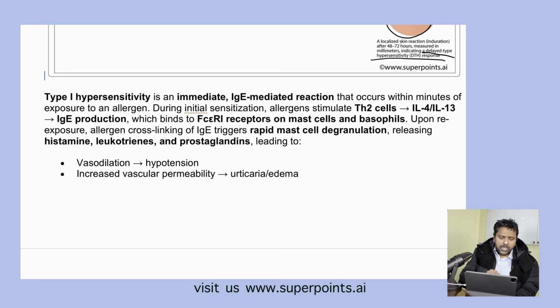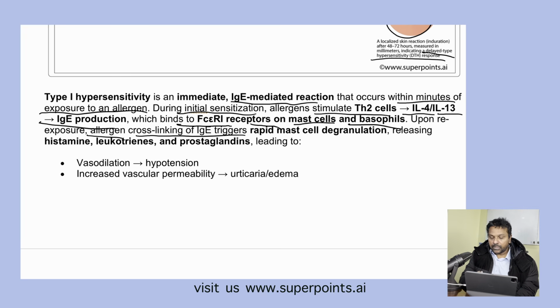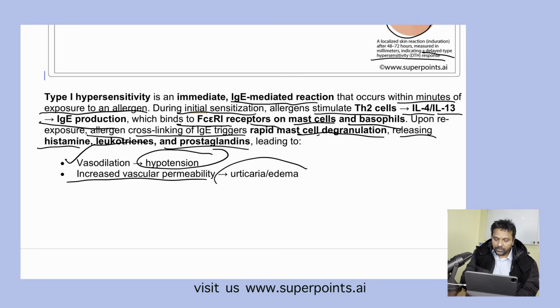Okay. Type 1 hypersensitivity, as I told you, is an immediate IgE mediated reaction that occurs within minutes of exposure to an antigen. During initial sensitization, allergens stimulate Th2 cells. Interleukin 4 and interleukin 13 lead to IgE production, which binds to Fc epsilon R receptors on mast cells and basophils. Upon re-exposure, allergen cross-linking of IgE triggers rapid mast cell degranulation, releasing histamine, leukotrienes, prostaglandins, leading to vasodilation, leading to hypotension. Increased vascular permeability leads to urticaria and edema.